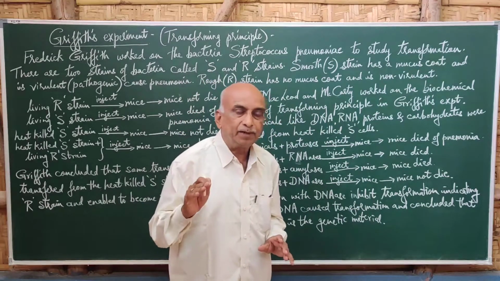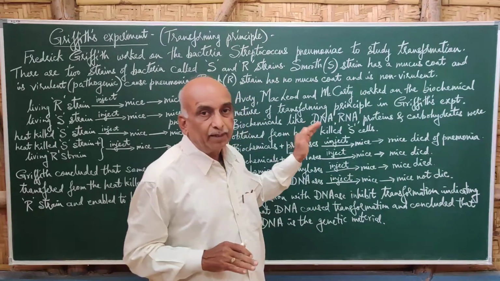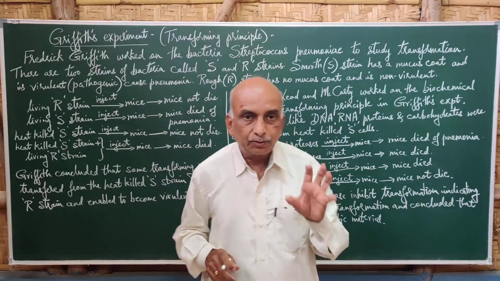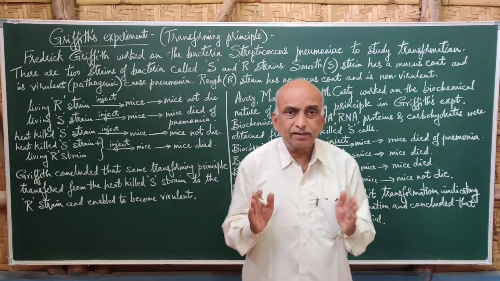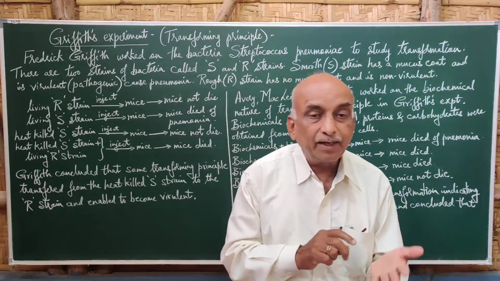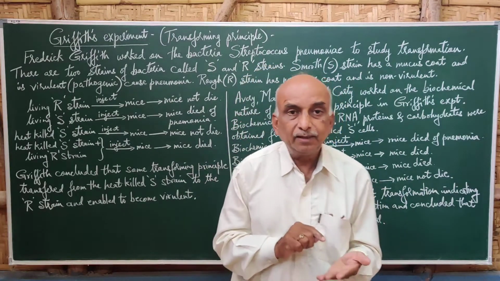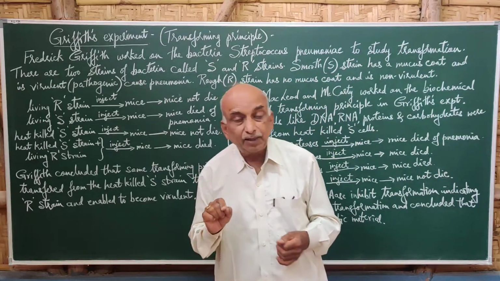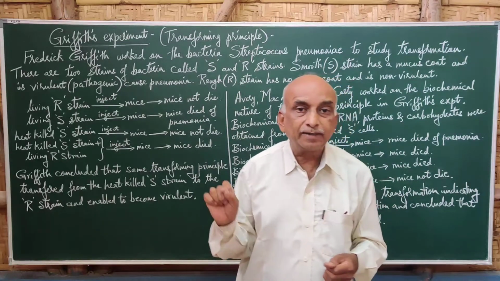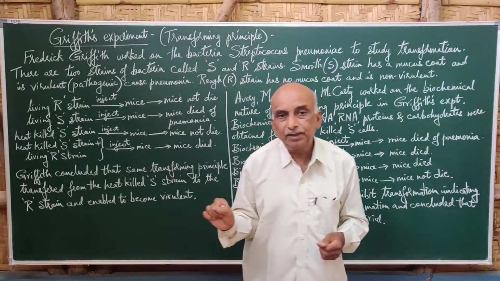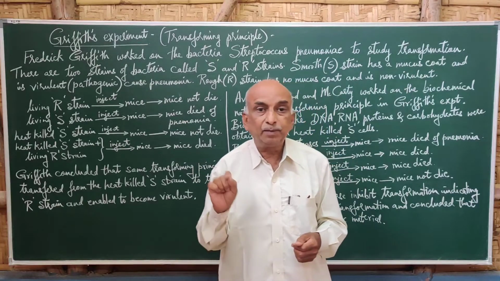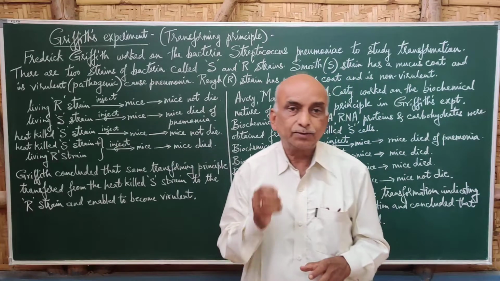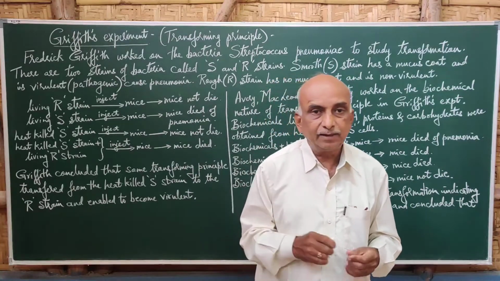So Griffith's experiment, continued by Avery, MacLeod and McCarthy, proves that DNA is the genetic material. This part is asked in three types: Explain Griffith's experiment. Explain the experiment to show that DNA is the genetic material. Explain Avery, MacLeod and McCarthy's experiment. Griffith's experiment is the same as that of Avery, MacLeod and McCarthy, who continued Griffith's experiment. That is how they proved that DNA is the genetic material.